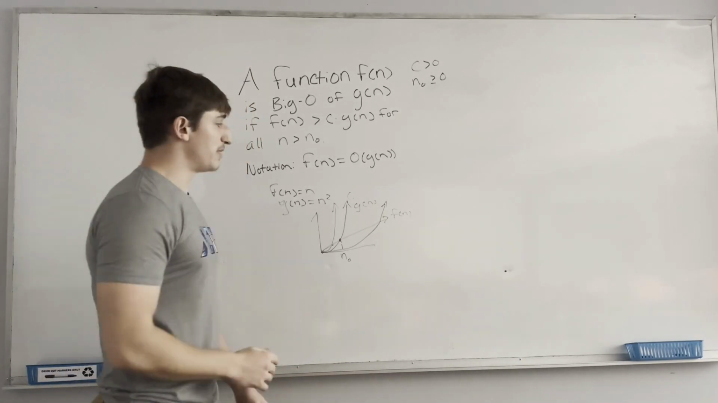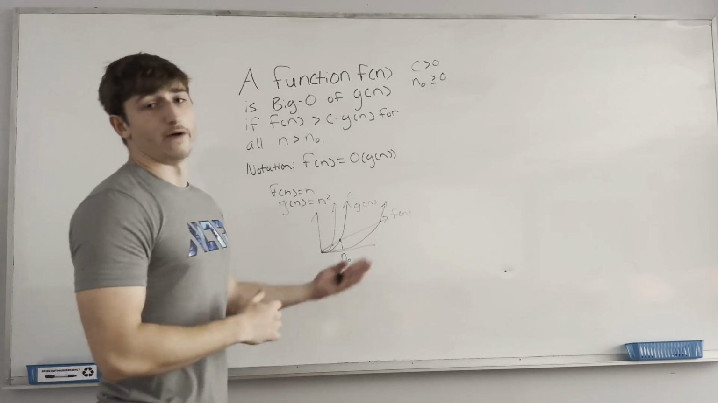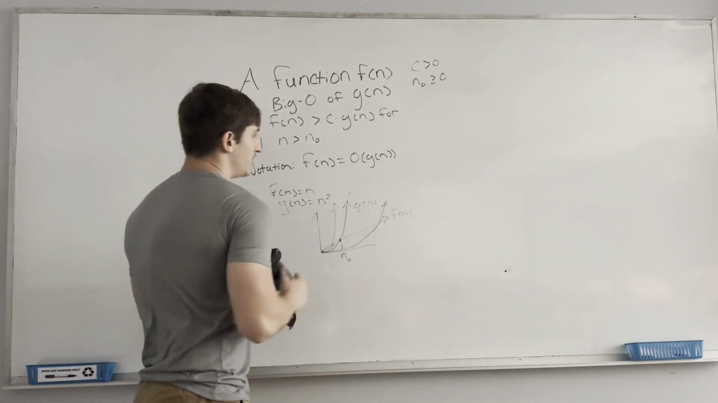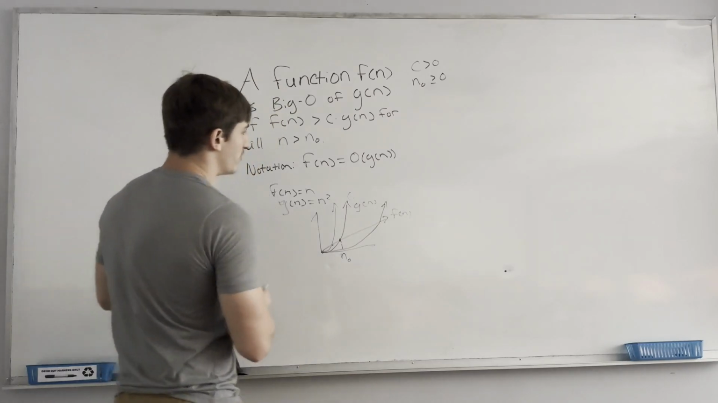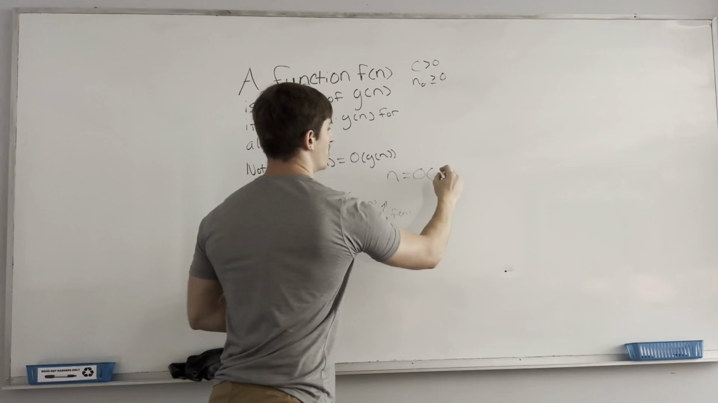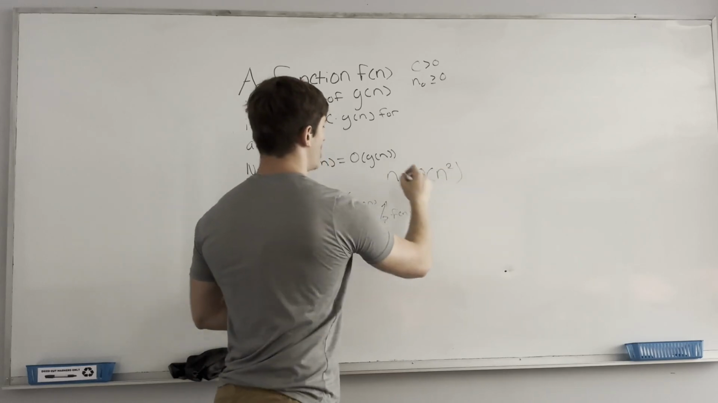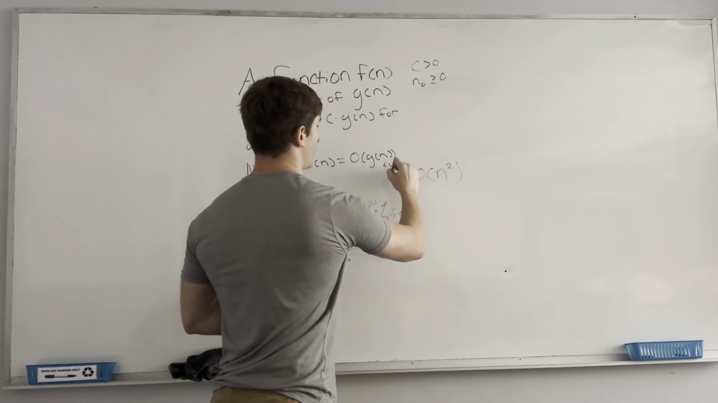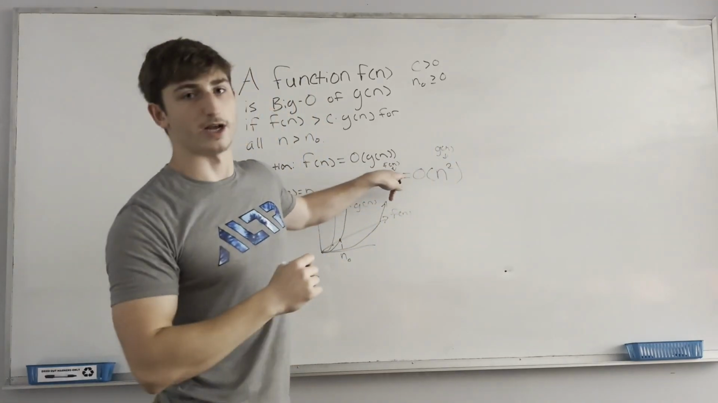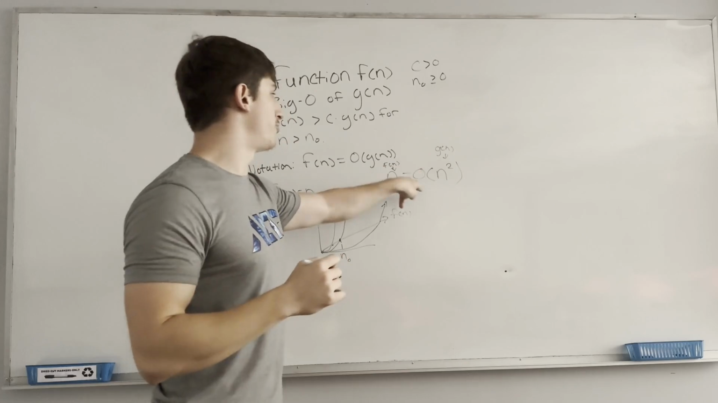So with that being said, f of n is big O of g of n. It's big O of c times g of n. And the way we would write this notation is we would say that n is big O of n squared. Notice this is our f of n right here, and this is our g of n right here. It's just some functions, we're just plugging them in.